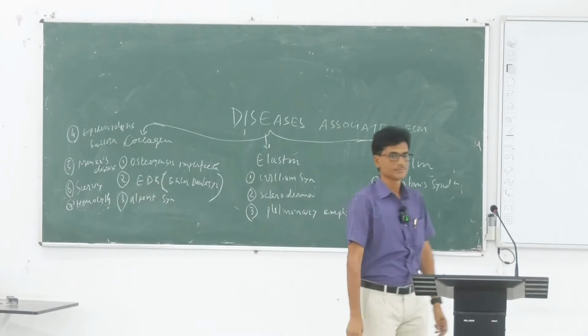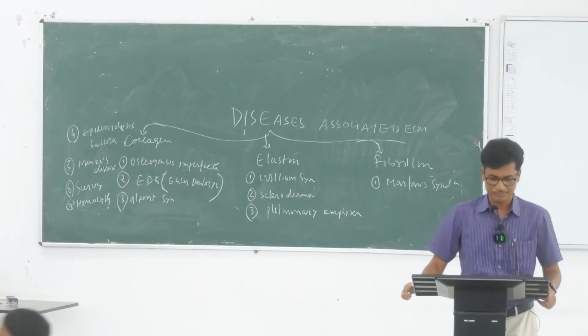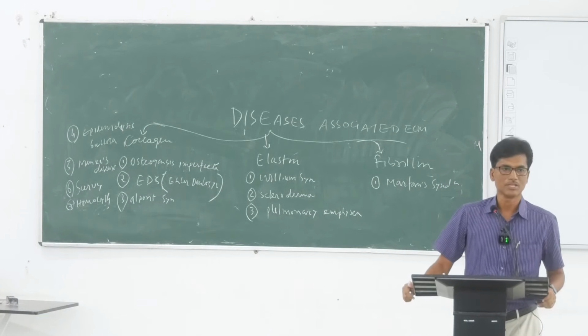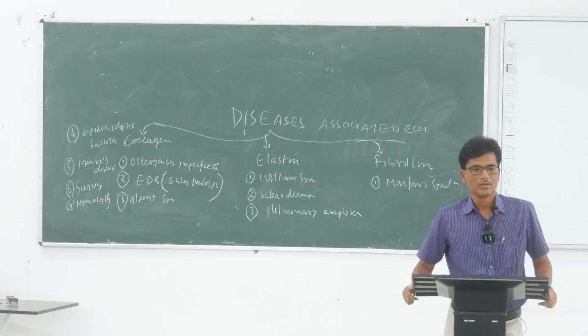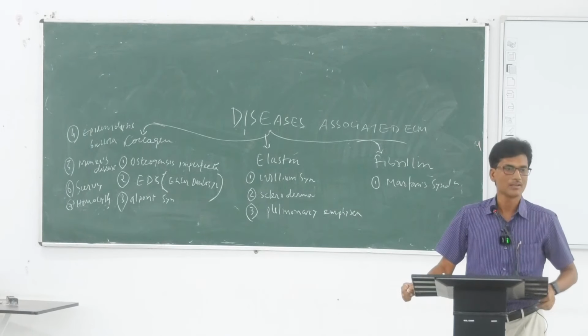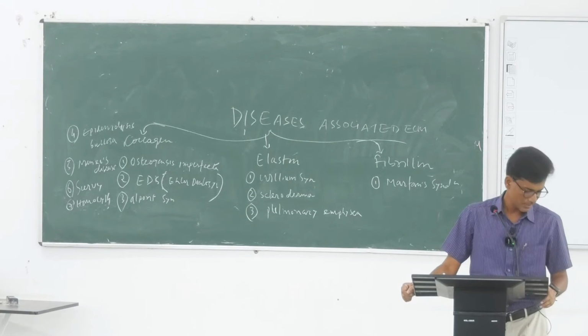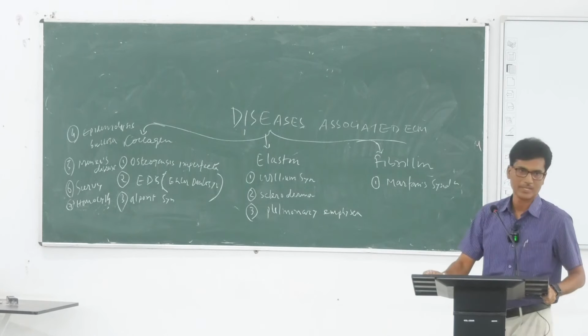This is the nutshell, the diseases associated with the ECM. First one, disease associated with the collagen. As we know, 30 genes and 8 enzymes are associated with collagen synthesis. So the diseases are associated with either a defect in the gene or a defect in the enzymes. First, the disease associated with collagen synthesis is osteogenesis imperfecta.